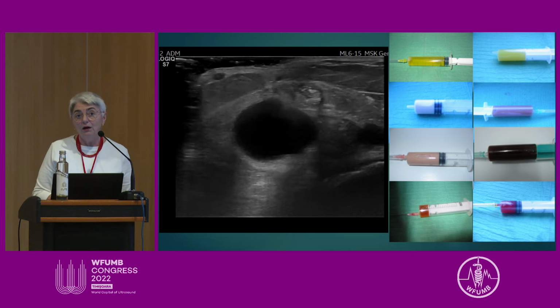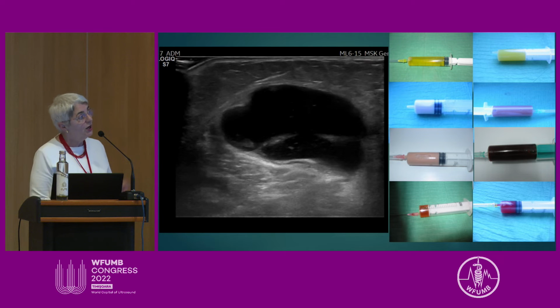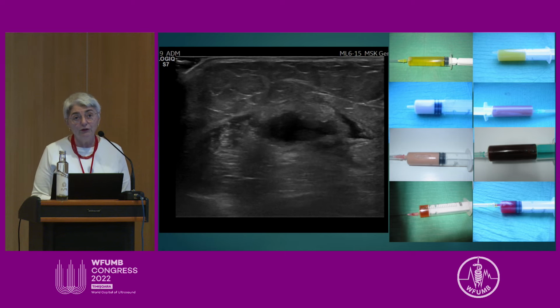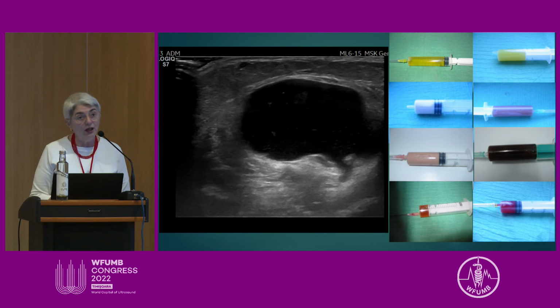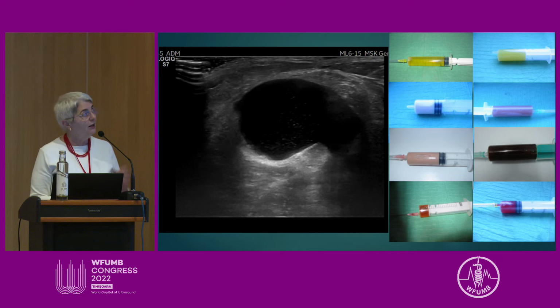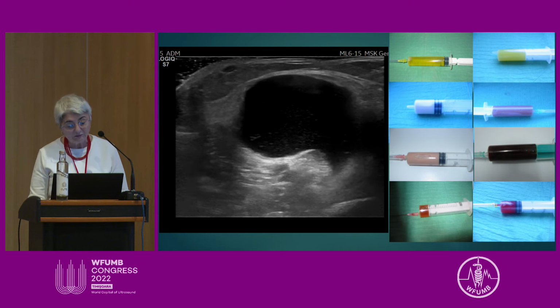So my advice is to make a puncture, see how the fluid looks macroscopically, then send the fluid to the laboratory, and you will find out very well if this is a real inflammatory process or not.